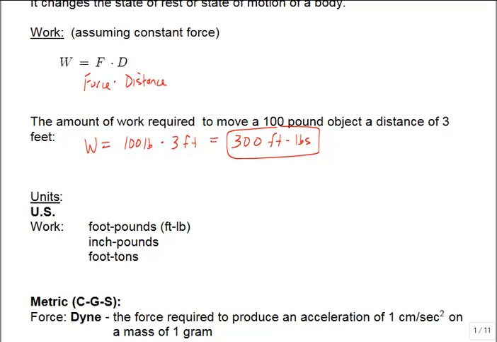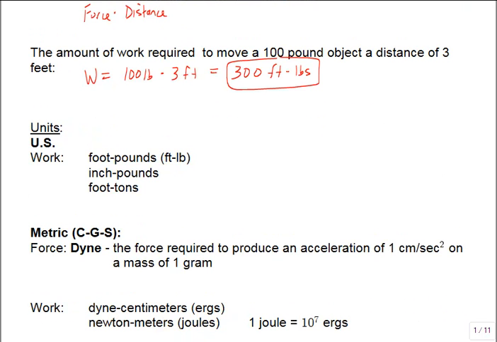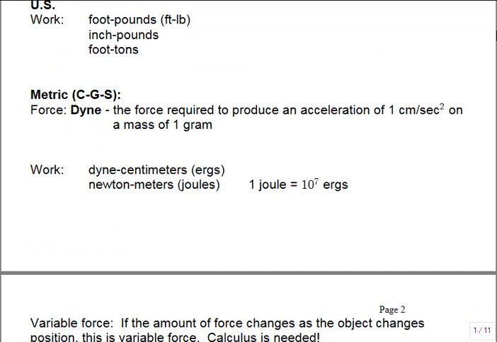So in our different metric and U.S. systems of measurement, work in the U.S. system is measured typically in foot-pounds, inch-pounds, or foot-tons. In the metric or CGS system, the measure of force is usually measured with a dyne, which is the force required to produce an acceleration of 1 centimeter per second squared on a mass of 1 gram. So we would measure work using dyne centimeters or dyne ergs and Newton meters or Newton joules, where 1 joule is 10 to the 7th ergs.